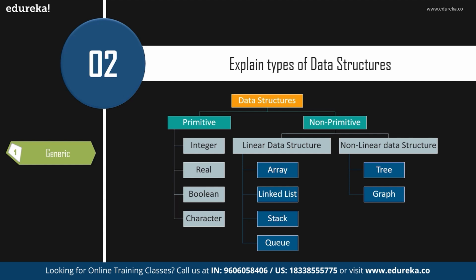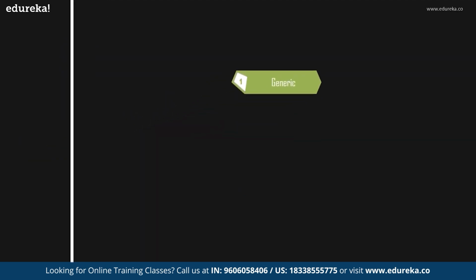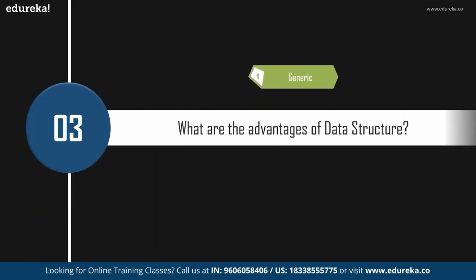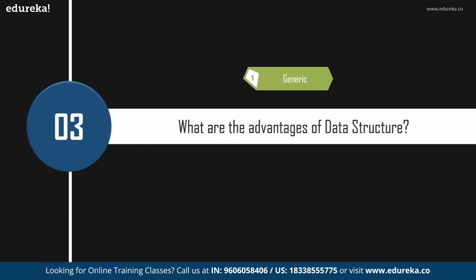That is, each item or element is connected with two or more other items in a non-linear arrangement. The data elements are not arranged in the sequential structure. For example, graph and trees. Moving ahead to the next question, what are the advantages of data structure?